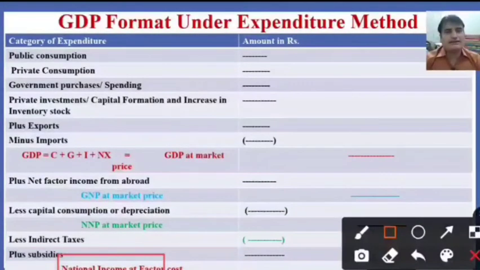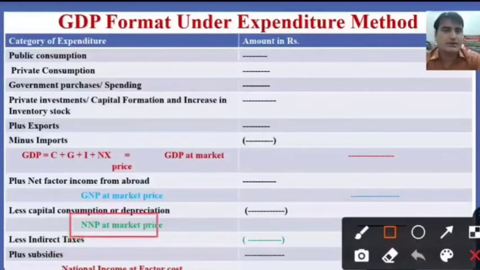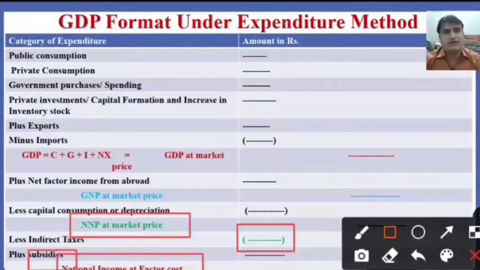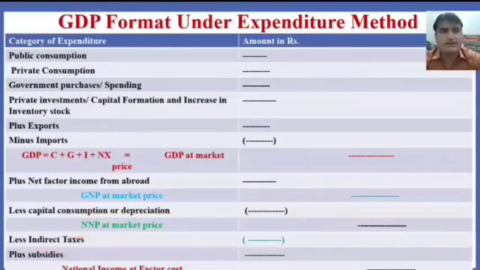In order to calculate the national income at factor cost, we have already calculated the NNP, net national product at market price. Now we shall deduct the indirect taxes and add the subsidies. We shall reach the national income at factor cost. This is the GDP format under the expenditure method, in which we calculate the GDP at market price, GNP at market price, NNP at market price, and national income at factor cost.